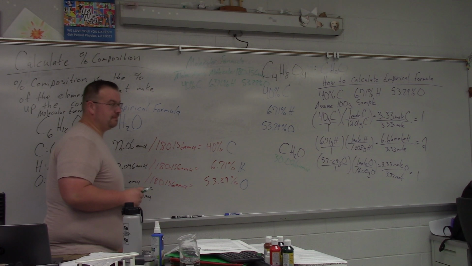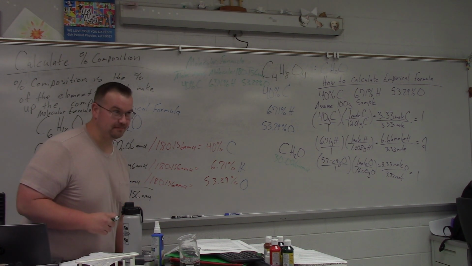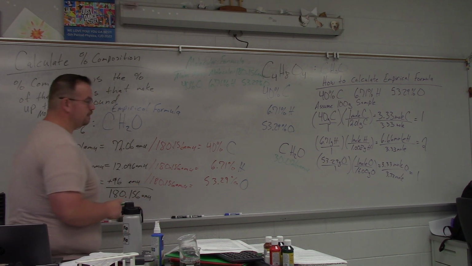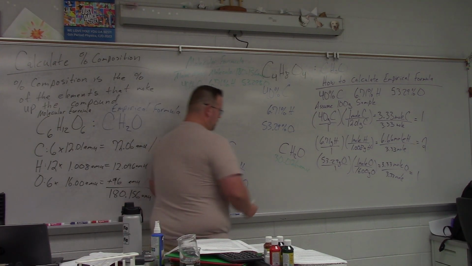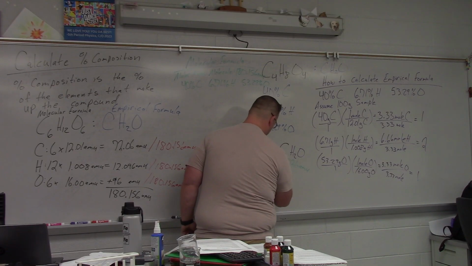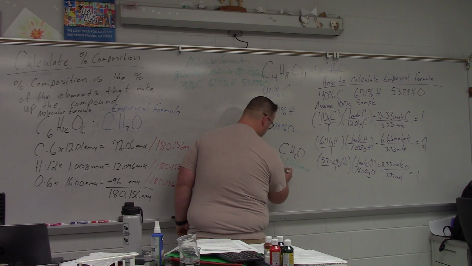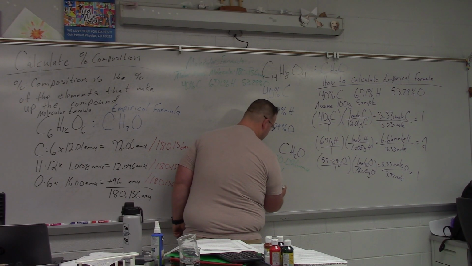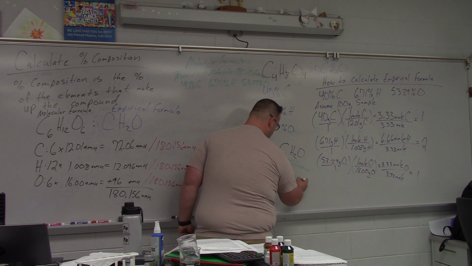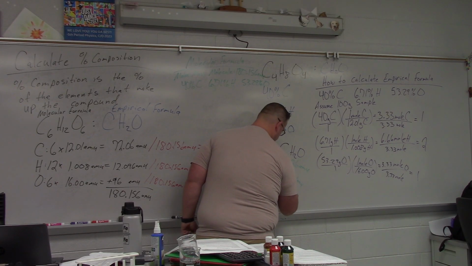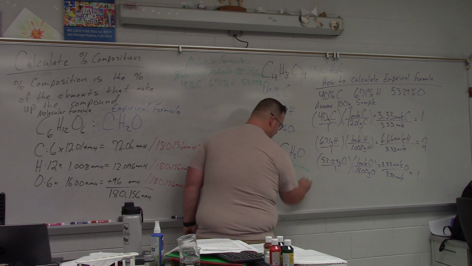Kenley? I'm confused. How did you get 30.3? So I did carbon, hydrogen, oxygen. I had 1 carbon, 2 hydrogens, 1 oxygen. Multiplied it by the 12.01 AMU, multiplied by the 1.008 AMU, multiplied by the 16.00 AMU. And then I added those together.